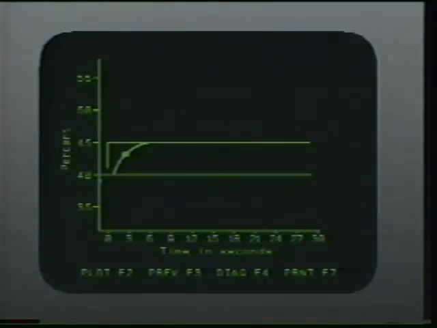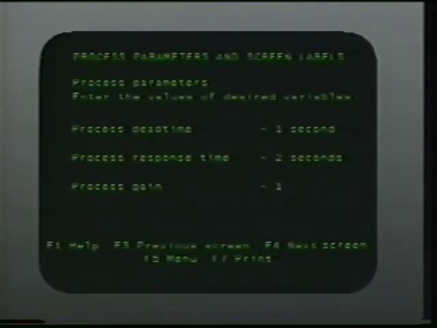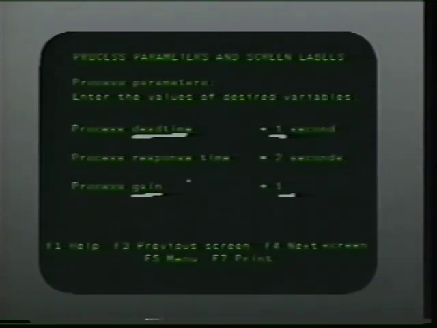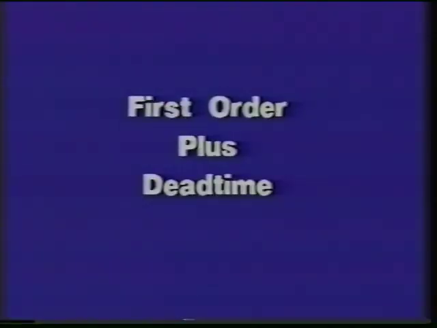Graphing this process, we can see the process dead time, the process gain, and the process time constant. The dead time in this example is 1 second. The gain is 1, and the process time constant, which is also referred to as the process response, has a value of 2 seconds. You will find that most industrial processes can be characterized as first-order lag, that is, having only 1 lag, plus dead time.